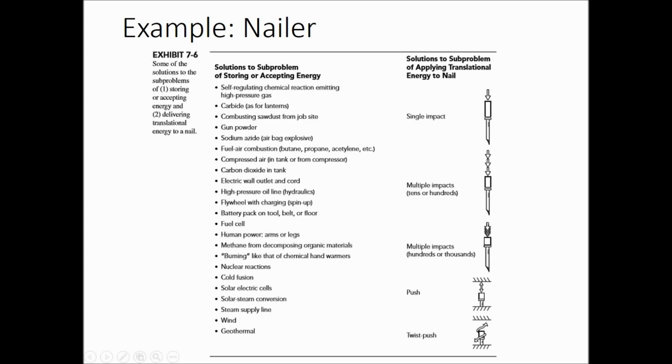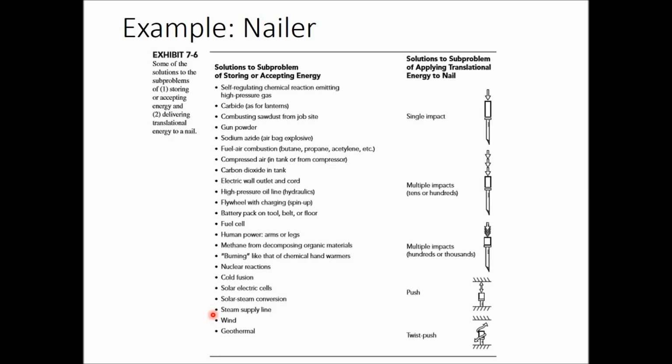So this is an example for the nailer. These are some of the ideas that have come up with regard to storing and accepting energy. And these are some of the ideas for applying translational energy to the nail. So you can go through this and get an idea about how they have expanded their spectrum of generating different ideas.